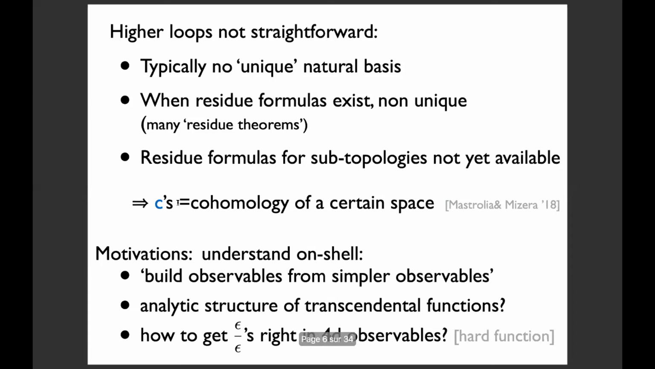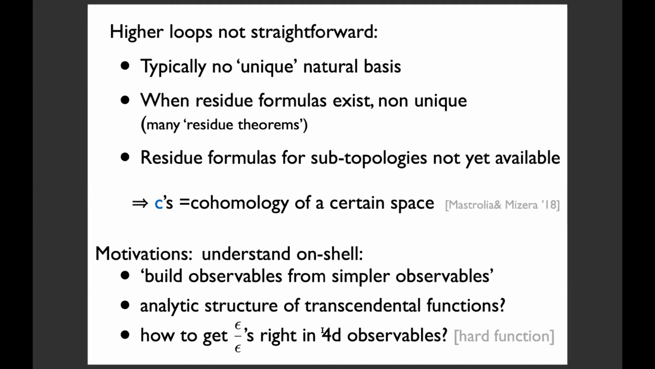So it's a very different way of looking at things. And our motivation for looking at this that way is that we really want to keep going with this program at two loops: to build observables from simpler observables. And we insist we want to do that as on-shell as possible. We would like to understand, from an on-shell perspective, what we can say about the analytic structure of the transcendental functions which appear. We'd like to get as much information as possible from the cuts.